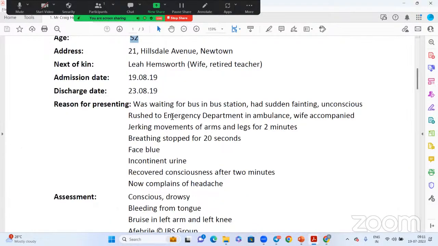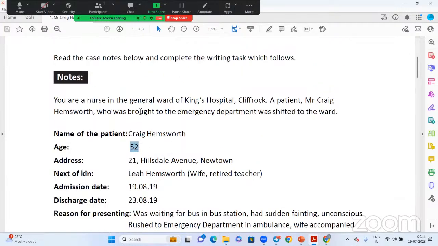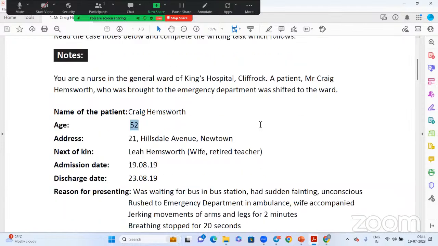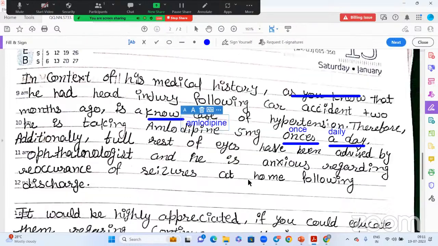Now let us check here. Head injury from a car accident 2 months ago. Does his GP not know this? You are a nurse at King's Hospital, Cliff Rock. He has just come to you for something else, an emergency. But the patient's own GP, does he not know this information? How come? So there is no need to give this information, right? So avoid these things.